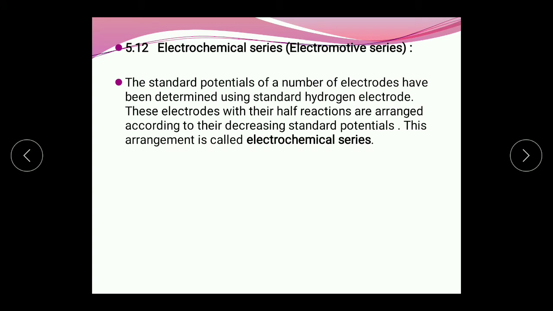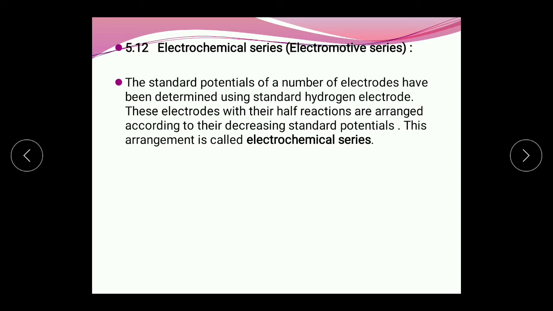Now we will start with the electrochemical series, also called the electromotive series. As the name suggests, it is a series. The standard potentials of a number of electrodes have been determined by using the standard hydrogen electrode, and then these electrodes with their half reactions are arranged according to their decreasing standard potentials, and this arrangement is called the electrochemical series. The standard hydrogen electrode is a reference electrode.